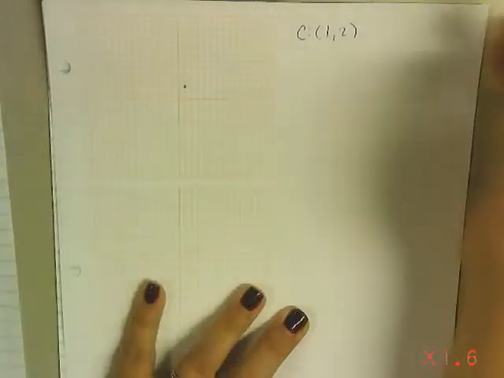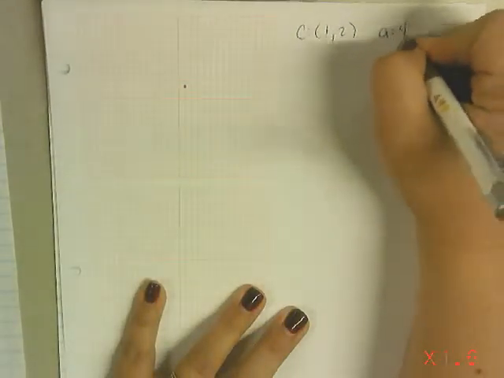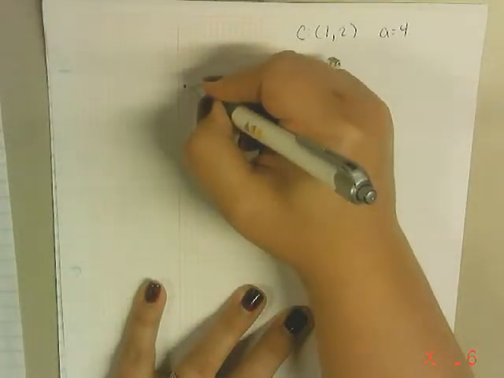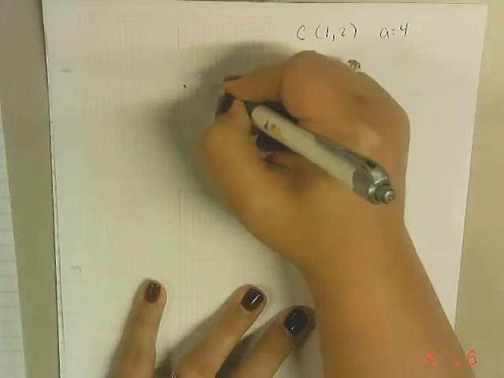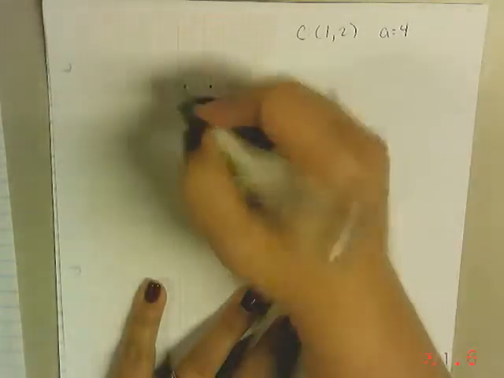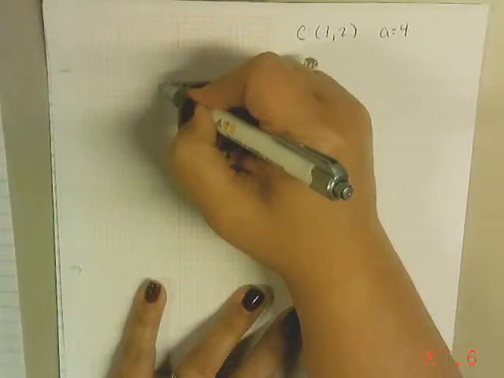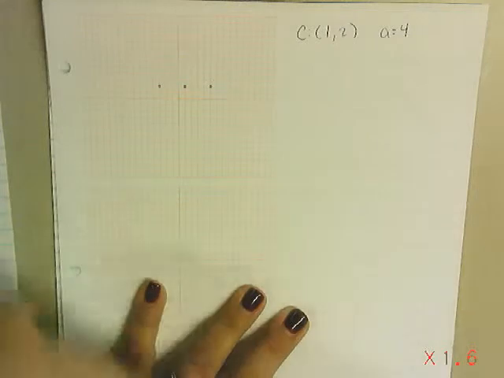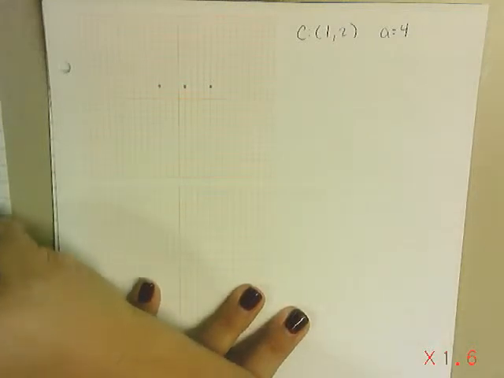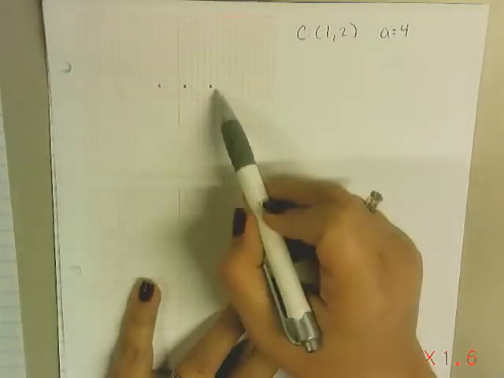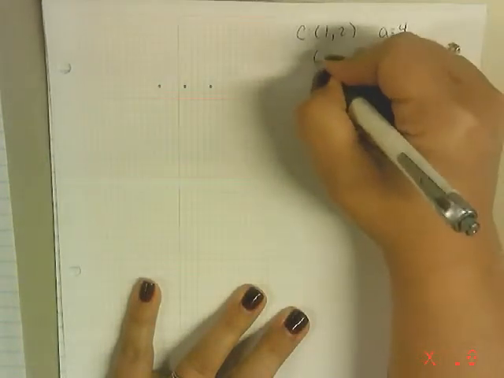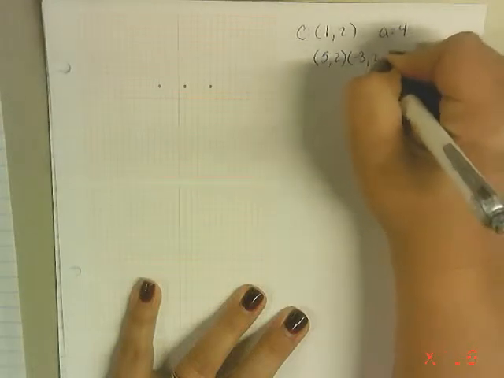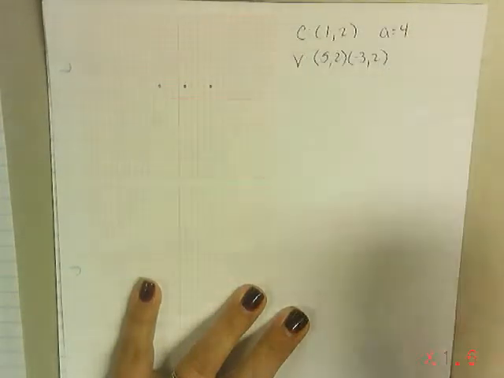Then remember that our A value was 4. So we said we were going to move 4 spaces in the X direction. So we start at our center and go out 4 spaces: 1, 2, 3, 4. And then we go left 4 spaces: 1, 2, 3, 4. So again, if you didn't want to find the vertices by hand back at the beginning, you could find them here and then write them down. So that would be the 5, 2 and the negative 3, 2 that we got to start with.